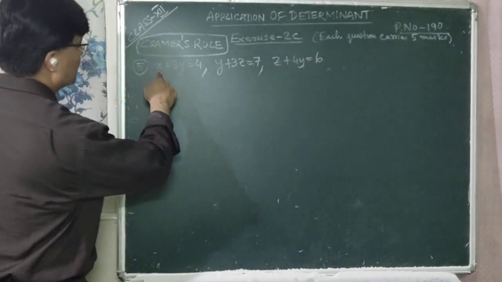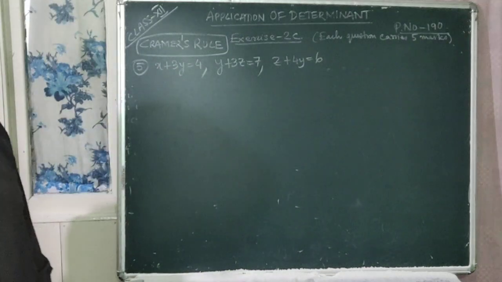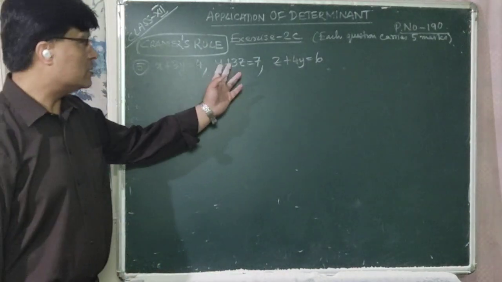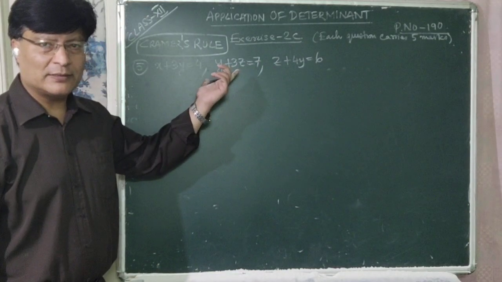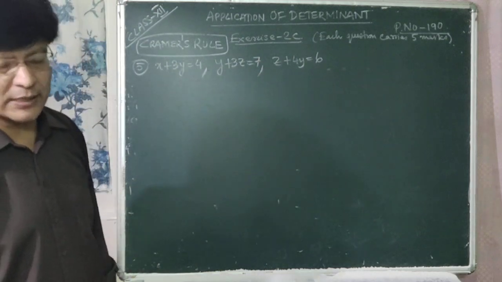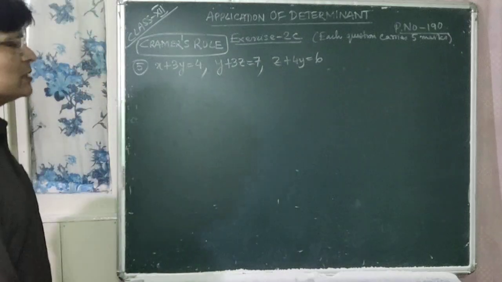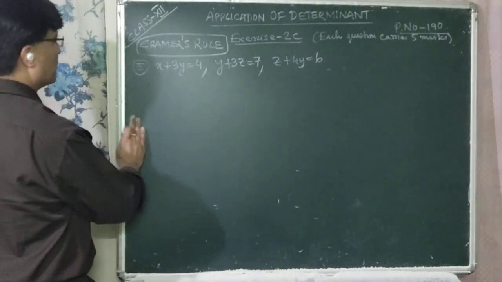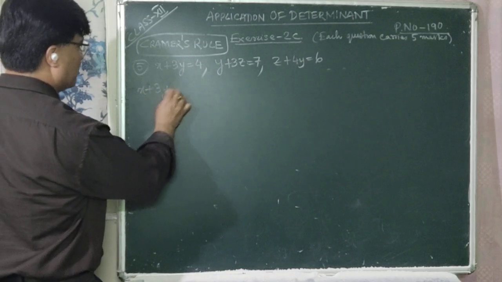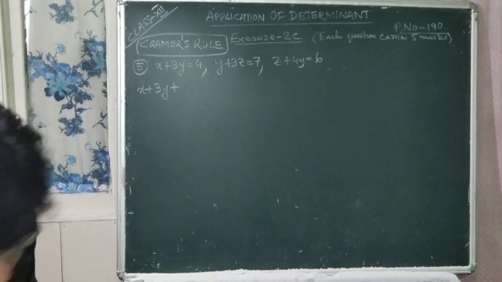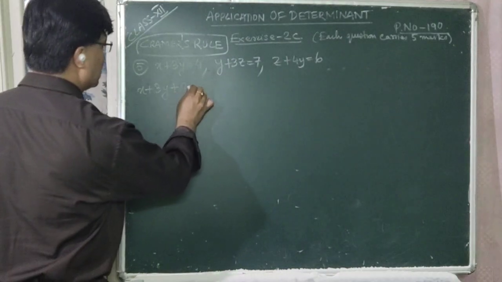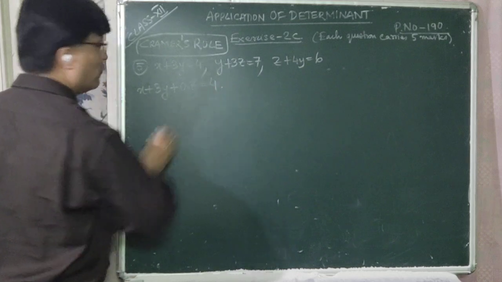But in the first equation, z is missing out there. That is, what is the coefficient of z in that case? 0, right? In the second equation, x is missing there. And in the third equation, x is also missing. So let us write down the first equation in terms of x, y, z. So x plus 3y plus, here z is missing, so you should write here 0 into z. 0 into z is equal to 4.